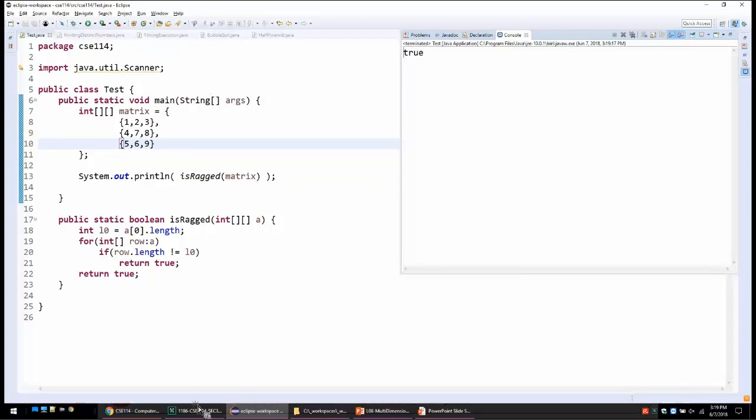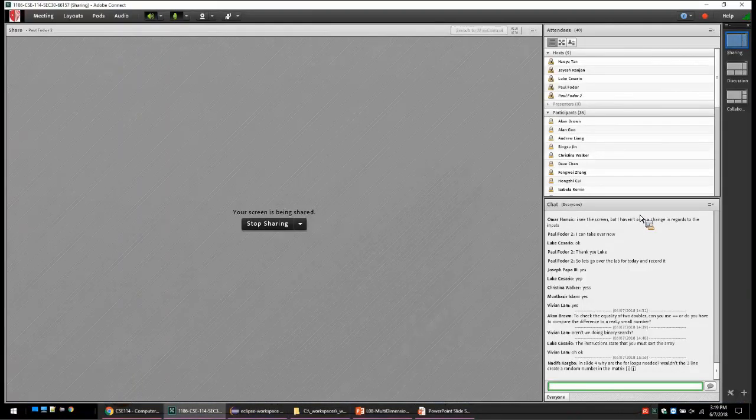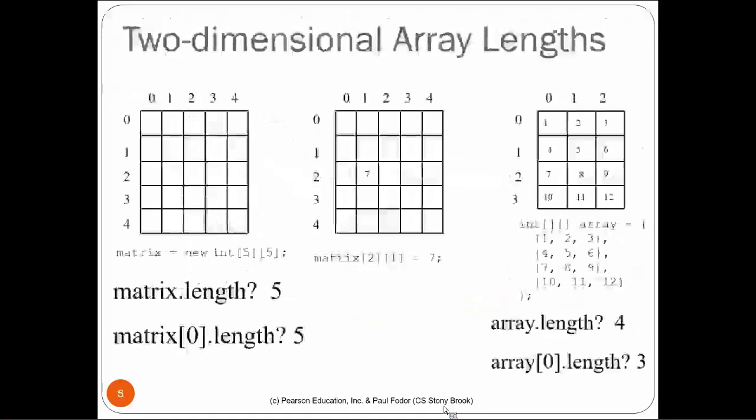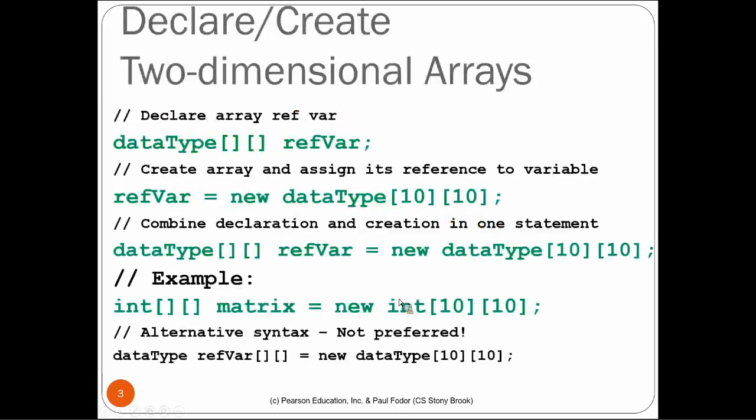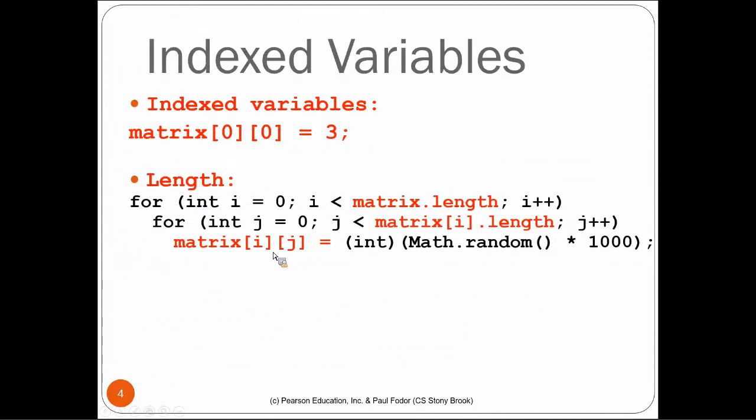Okay, so let's see if there are any questions in the chat. Nadifa is asking if in slide 4 the for loops are needed. Wouldn't the third line create a random number in the matrix? When we create a matrix with the previous statement, new int of 10 by 10, we actually have a matrix where all of the elements are 0. So we have to iterate over the elements one by one to create every random element in that matrix.